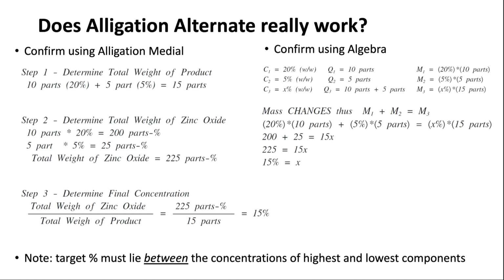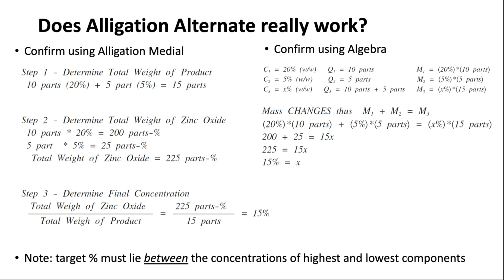All right. So I've shown you up on top. Let's set up each of our C's and Q's to determine our M's. So we're going to say our C1, our concentration 1, is the 20% weight per weight. The quantity we have of that, we still have to stick in parts, so we have 10 parts of the 20%. So C1 times Q1 would be 20% times 10 parts. Okay. C2 will be our 5% times its quantity, which we are going to say is 5 parts. So M2 is going to be 5% times 5 parts.